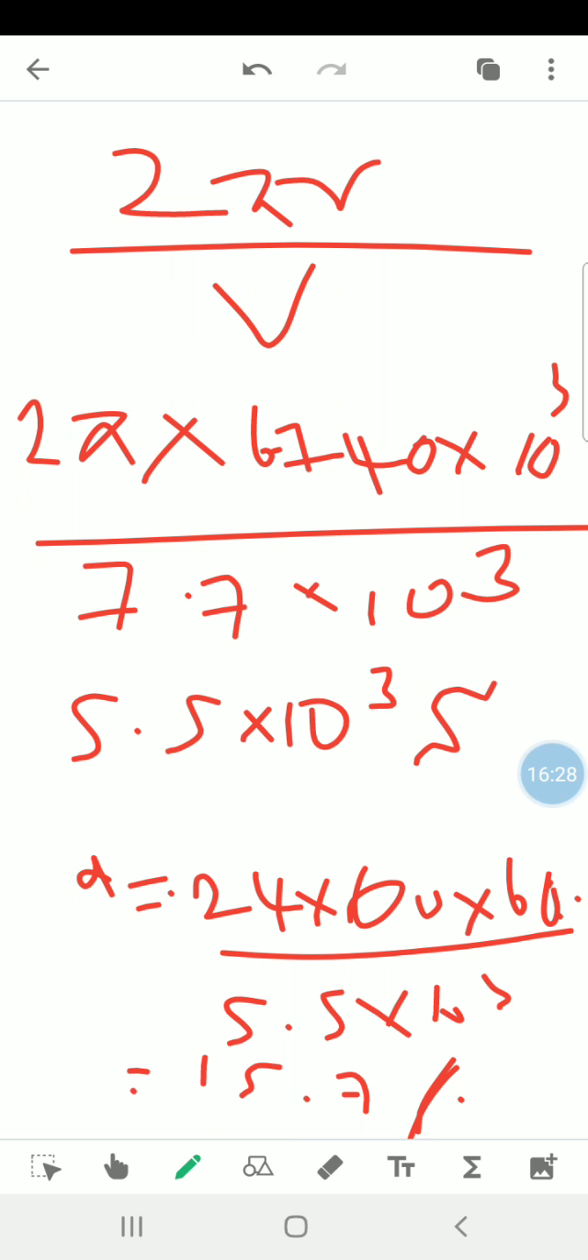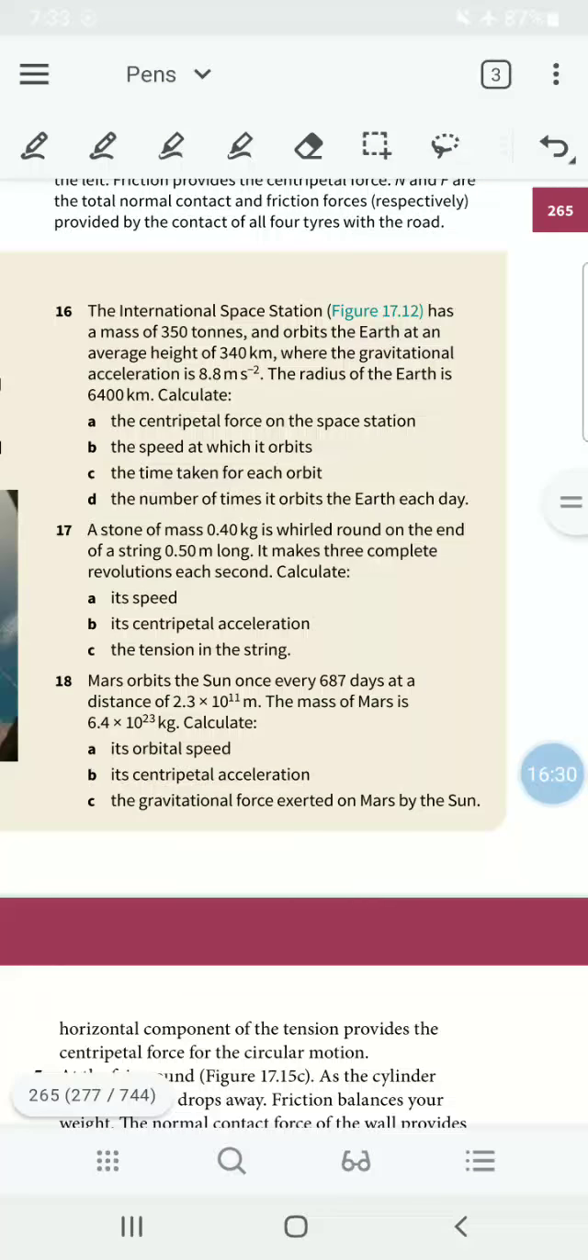Then let's move to the next question. Question number 17. A stone of mass 0.4 kilograms is whirled round on the end of a string 0.5 meters long. It makes 3 complete revolutions each second. Calculate its speed, its centripetal acceleration, and the tension in the string.